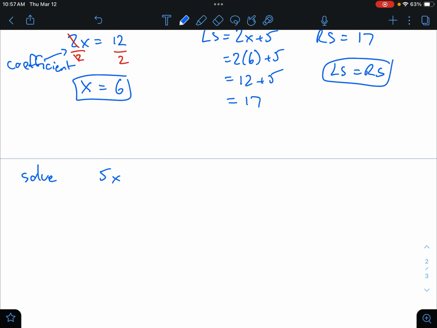So let's say we got 5x plus 3, and this equals 2x plus 12. Okay, so if we've got this, there's a couple things happening here. What we want to do is bring all of the x's to one side and all of the just normal numbers, like the whole numbers, to the right side. So what I'm going to do here is I'm going to subtract 2x from both sides.